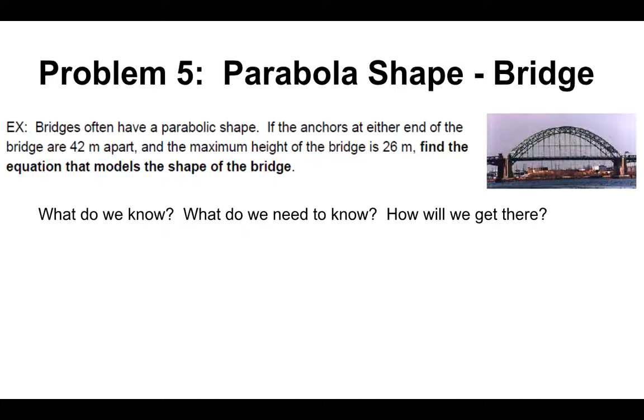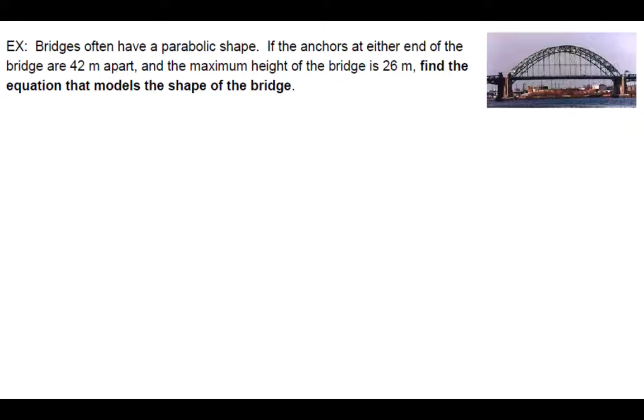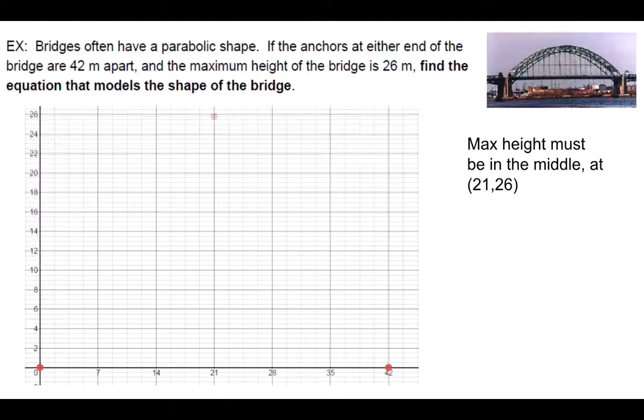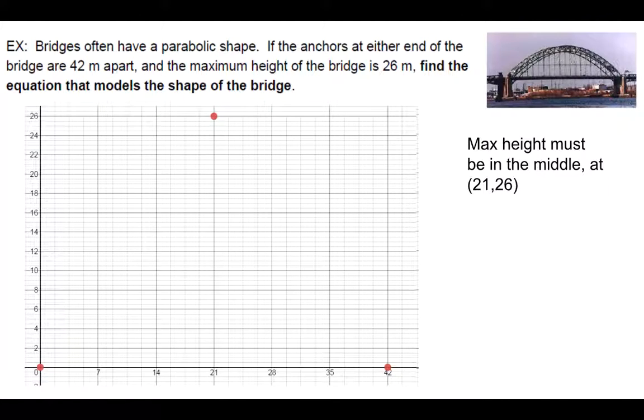We've got a bridge and a parabolic arch. So this is the question we asked before. What do we know? What do we need to know? How are we going to get there? So if we actually drew the bridge from 0 to 42, so they're 42 meters apart, the vertex would be right in the middle. It's at a height of 26, and the x value is 21. We actually know that given in the question. It's inferred in the question, so we have to dig a little bit deeper.